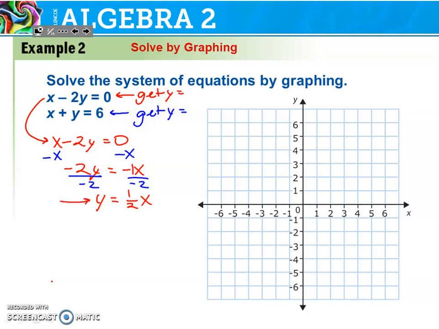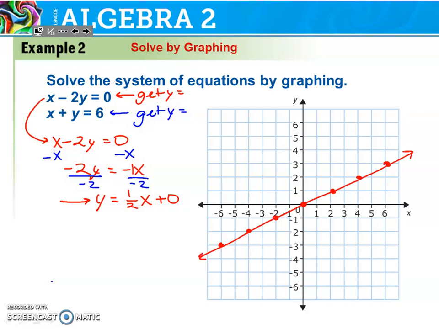Now, I need to graph this. So we're going to start with the y-intercept. What's the y-intercept of this one here? Well, there is no y-intercept. So remember, if there's no y-intercept, you just add 0 to that. Okay, so it's y equals 1/2 x plus 0. Okay, so I'm going to start here. Okay, and then I'm going to go up 1 to the right 2, up 1 to the right 2, up 1 to the right 2. You could also go down 1 to the left 2, down 1 to the left 2. Okay, so there's my first line that I have.